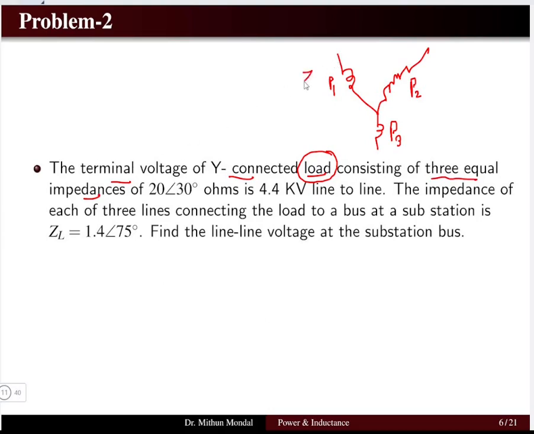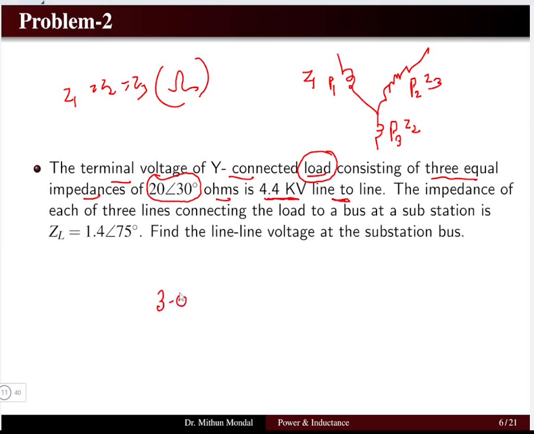It is said that three equal impedances are there. If I say this one is Z1, this is Z2 and this is Z3, all the impedances Z1, Z2 and Z3 are equal, which is equal to 20 angle 30. The unit is in ohms because the impedance unit will be in ohms. Now the voltage is 4.4 kilovolt line to line voltage.